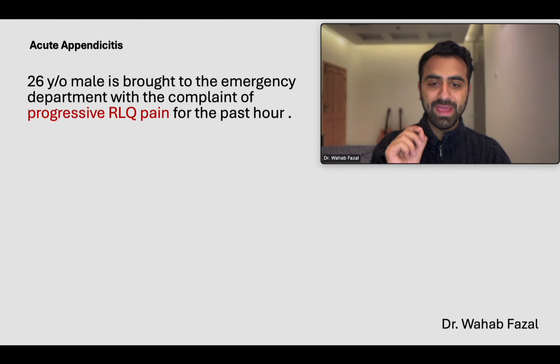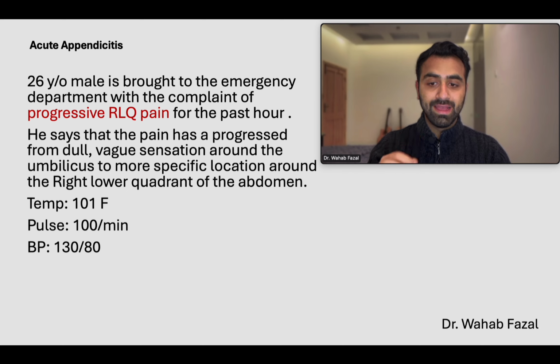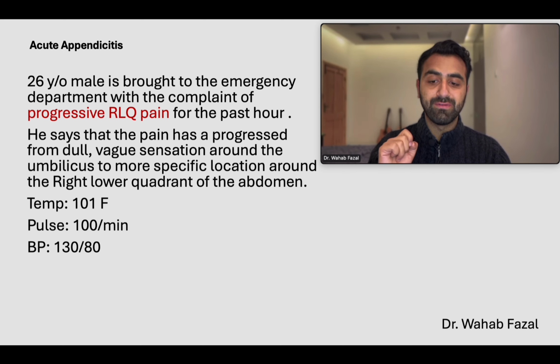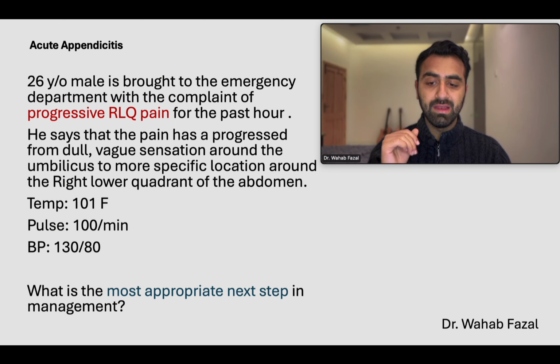A 26-year-old male is brought to the emergency department with a complaint of progressive right lower quadrant pain for the past hour. He says that the pain had progressed from a dull, vague sensation around the umbilicus, the belly button, to a more specific location around the right lower quadrant of the abdomen. Temperature is around 101 Fahrenheit, so he's running a fever. Pulse is 100, so it's on the higher side. And BP is 130 by 80, that's around normal for someone in pain. Pulse may also be normal for someone in pain. What is the most appropriate next step in management?